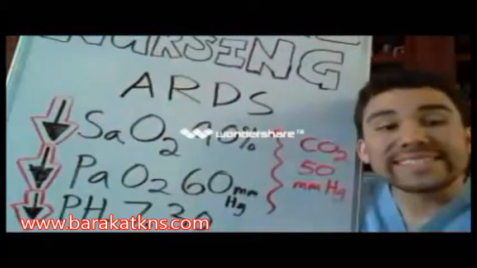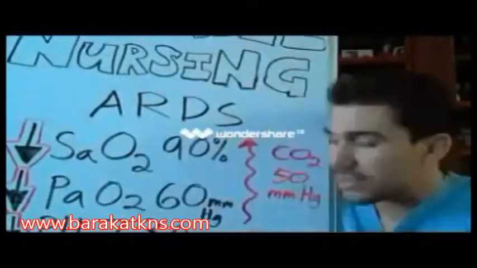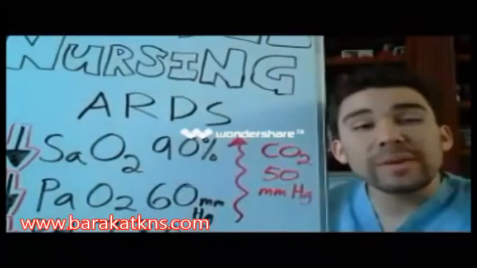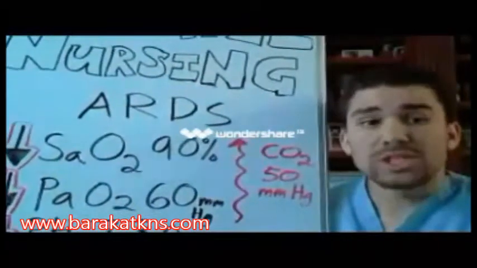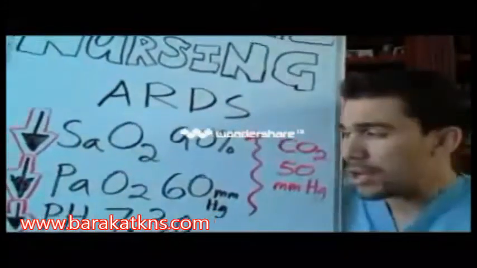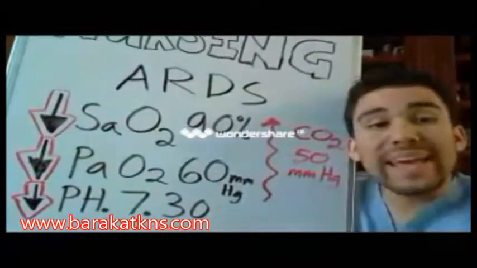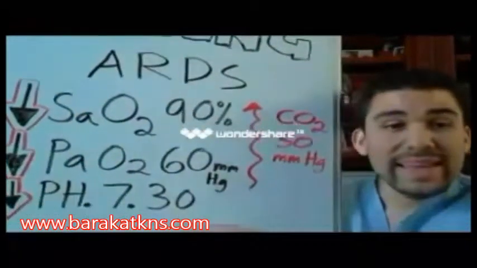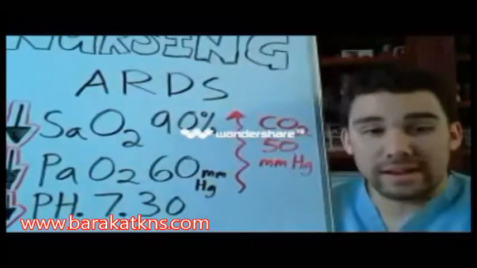60, anything less than 60 is a criteria check, because PaO2 should be at least between 80 and 100. So anything 60 is horrible. So that's a check. Your pH is less than 7.30. Now that just means that we have very, very acidic blood.